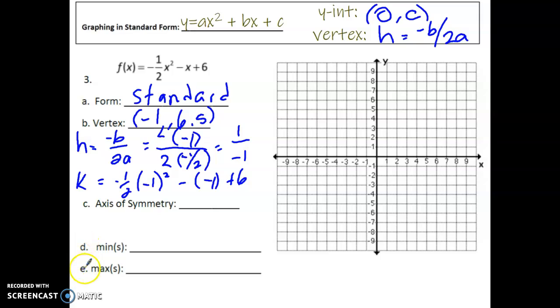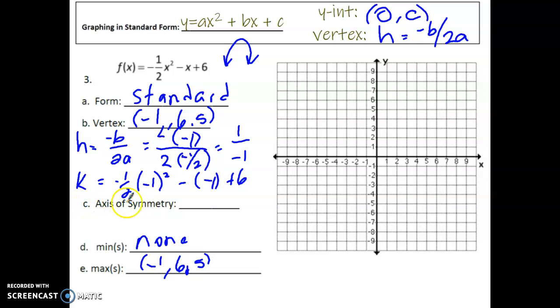Okay, skip down here to D. We need to know if this is going to be our minimum value or our maximum value. So look, A is negative. Remember, when A is negative, that means the parabola opens down. So the vertex is going to be our maximum, -1, 6.5. Oh, my decimal didn't turn out very well. That's not a comma, that's a decimal. And my minimum value, well, there's not going to be a minimum because it's going down forever.